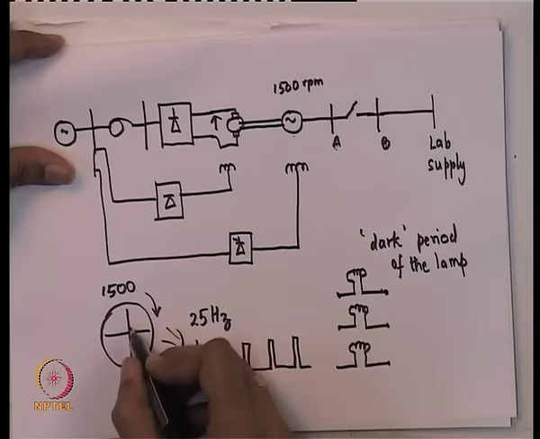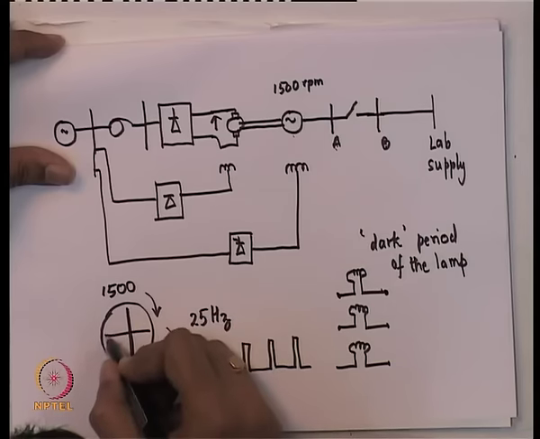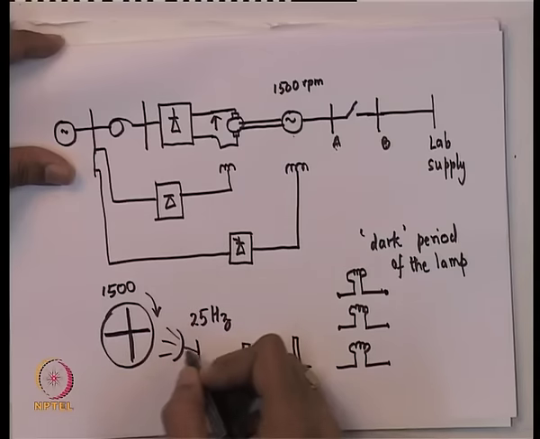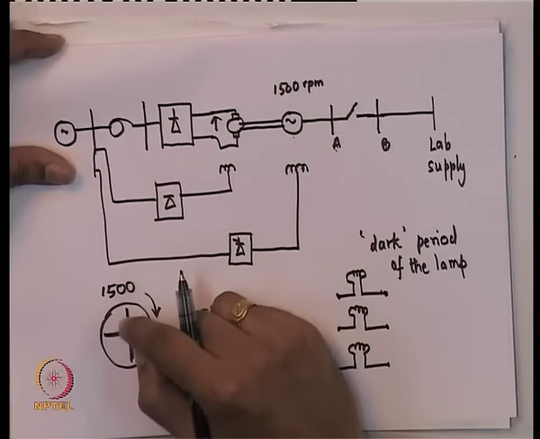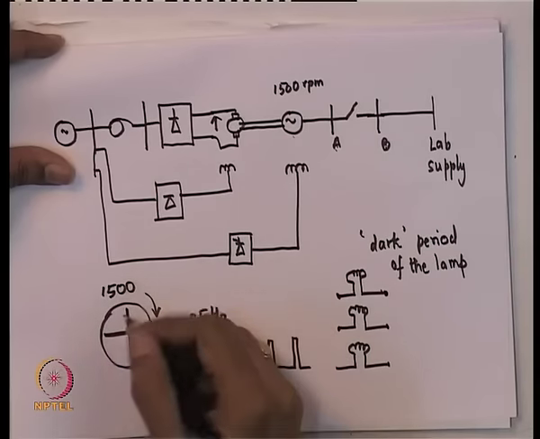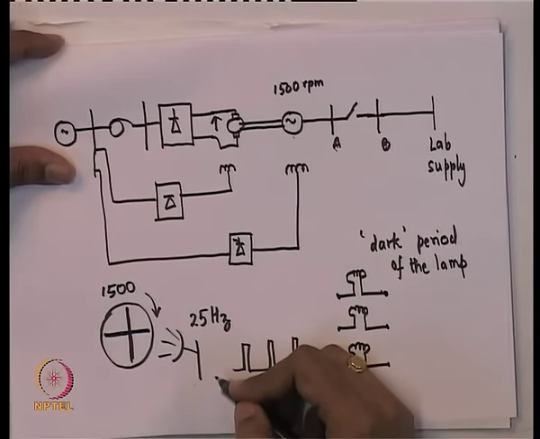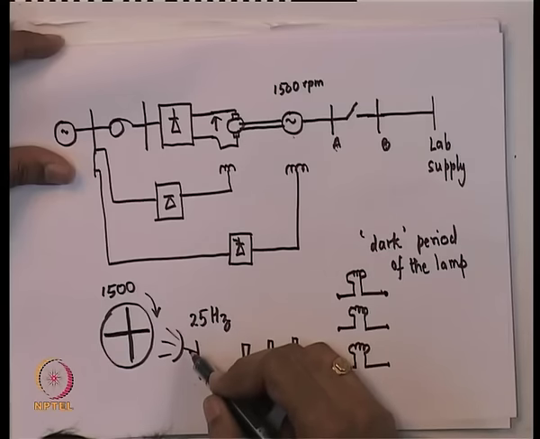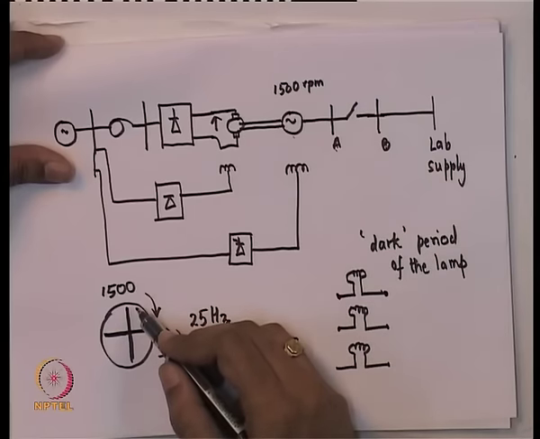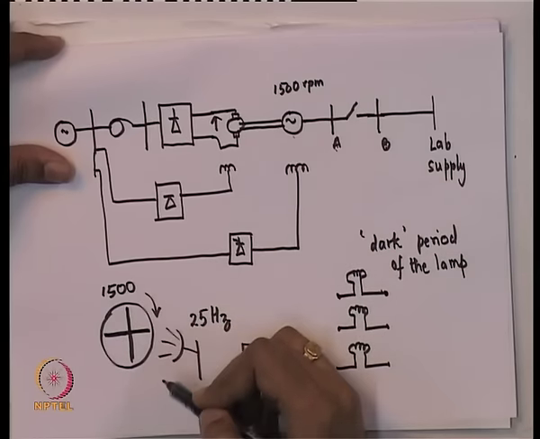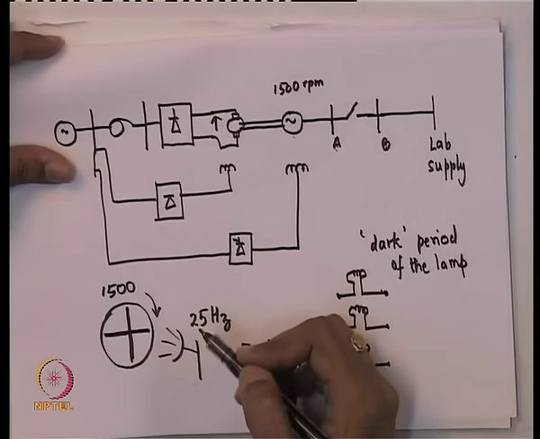So, whenever there is a pulse of light, you will see this cross. The next time the pulse of light comes, this cross would have completed one revolution and it will be exactly at the same point again. So, using a stroboscope flashing at 25 hertz, if you look at a cross mark rotating at 1500 rpm, which is again 25 hertz, you will find that it looks stationary.